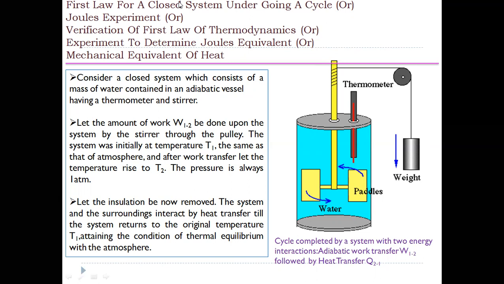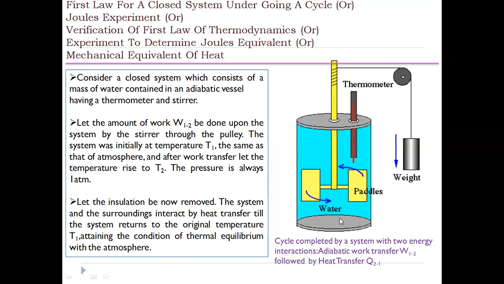So what is this experiment? In this experiment, we will take one vessel here. This is the vessel, which is a closed system. We will consider this closed vessel as one system. Closed system means there is no mass transfer and there is only energy transfer. That means only work and heat can interact between the system and surroundings.